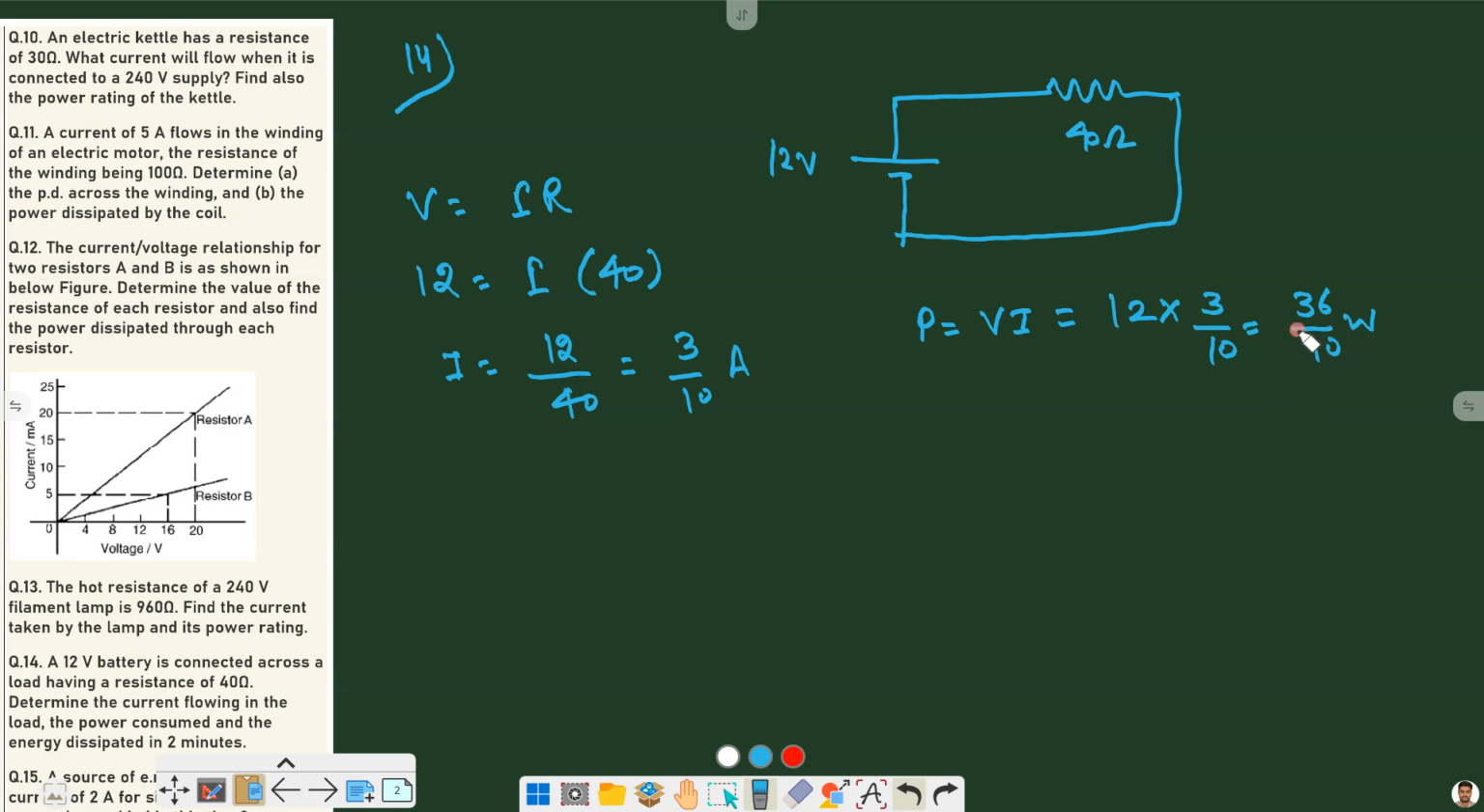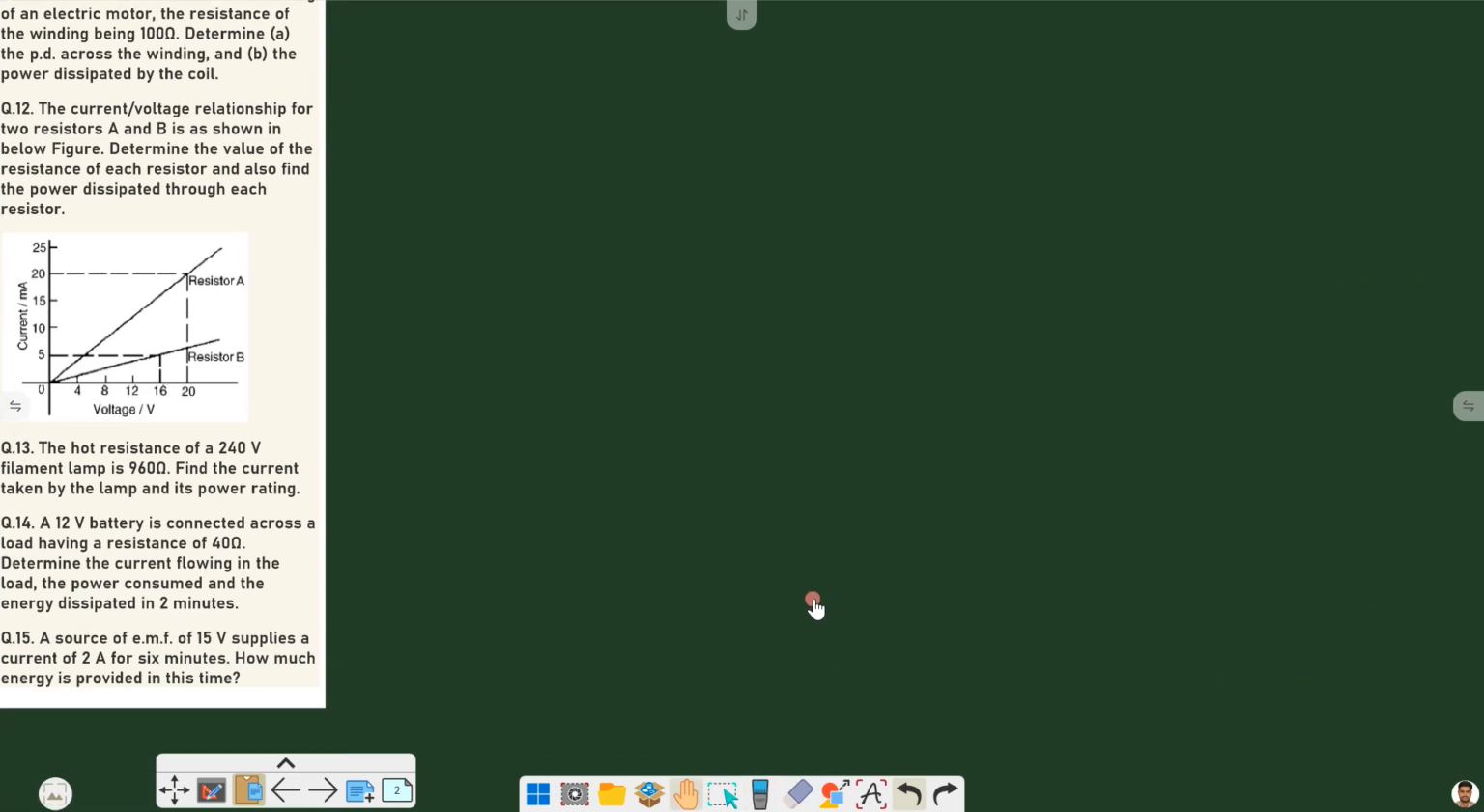And this is power consumed per second. It is joule per second. So we have to find in 2 minutes. So in 2 minutes there are 120 seconds. So we will multiply this 36 by 10 into 120, and our answer will be 360 plus 72 joules. So 234 joules. Okay, with this question number 14 is complete. Let's move to question number 15.